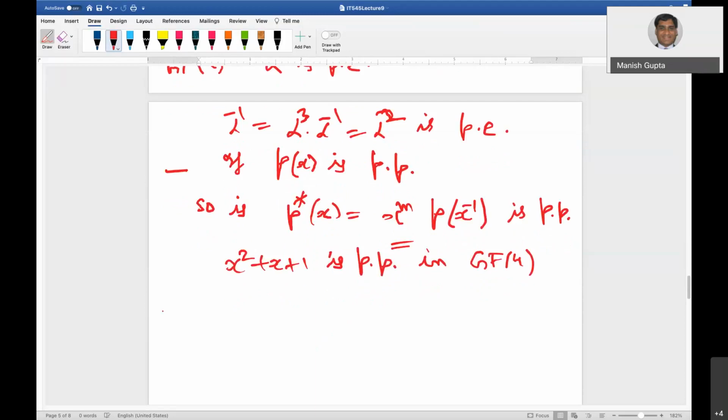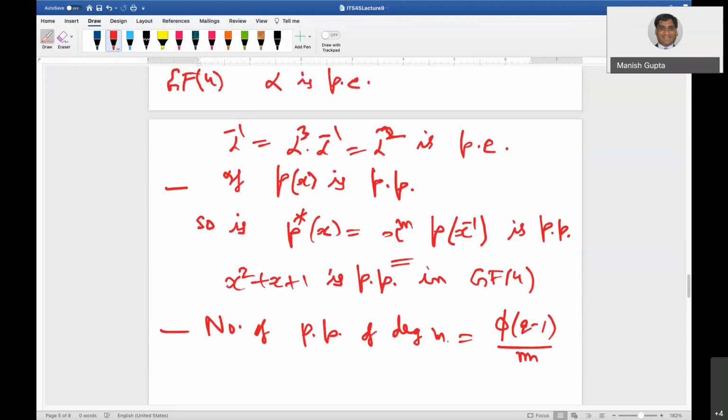Another result: the number of primitive polynomials of degree m is phi of q to the m minus 1 divided by m. Okay. So these many primitive polynomials are there. So that's all about it. Any question at this point before we proceed further?